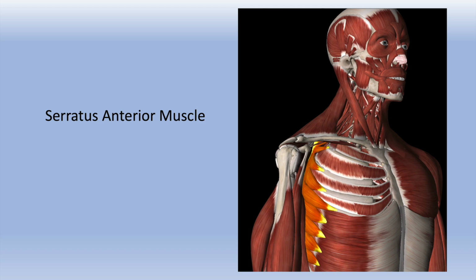So now come to the serratus anterior muscle. The serratus anterior muscle is divided into the superior, intermediate and inferior parts, and it takes origin from the second to ninth rib and gets insertion over the scapula.